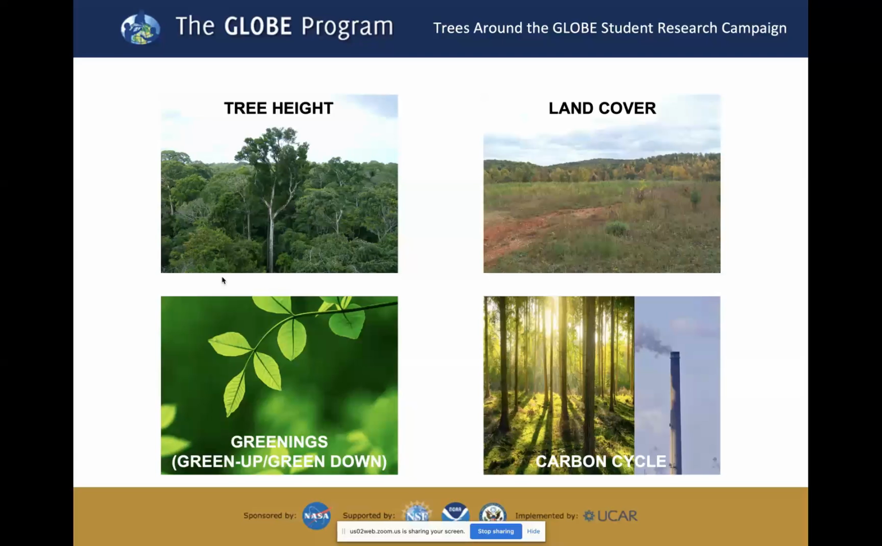And then also the carbon cycle, which is a relatively new protocol. It's a little complicated. There are different ways to do it, but we wanted to show it because the carbon cycle is vital to all the other ones: the greenings, the land cover, and the tree height. And please also remember that we always like to say that trees are part of land cover. That's something we always like to stress. So when you're out taking these tree height observations, look around at the land cover and take an observation as well.